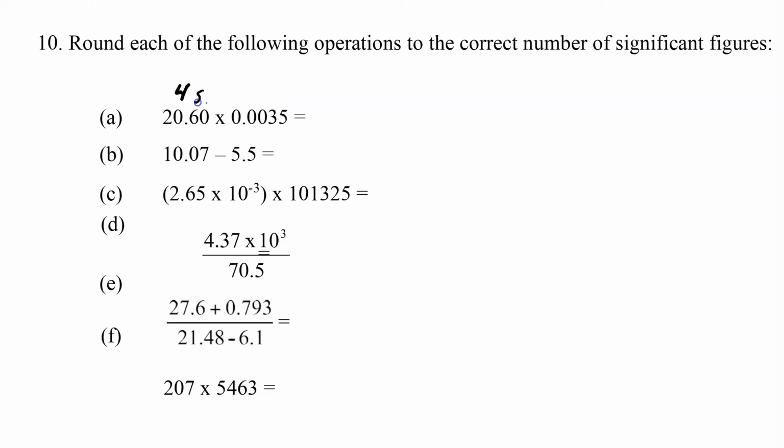We have 4 significant figures in our first number. We have 2 significant figures in our second number. Our answer is going to be rounded to 2 significant figures. 0.72 is going to be our correct answer.